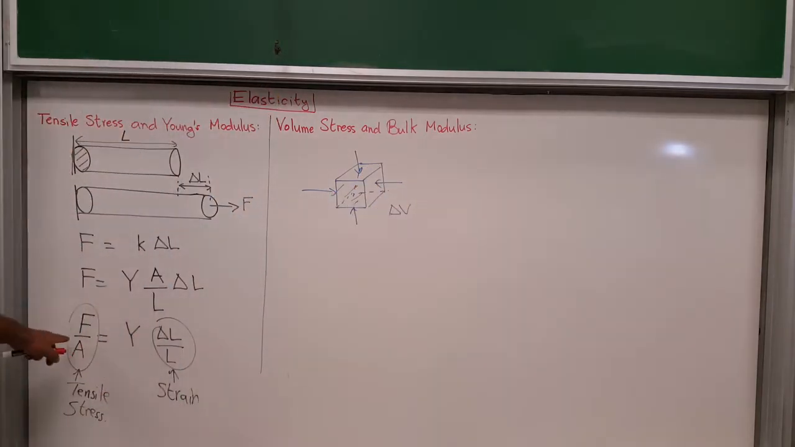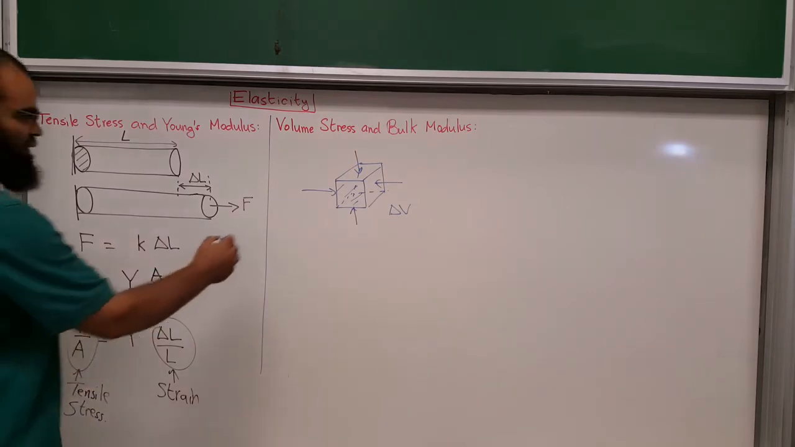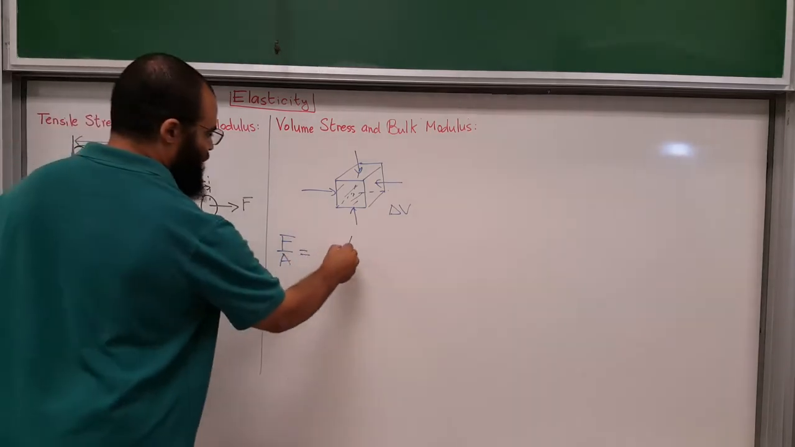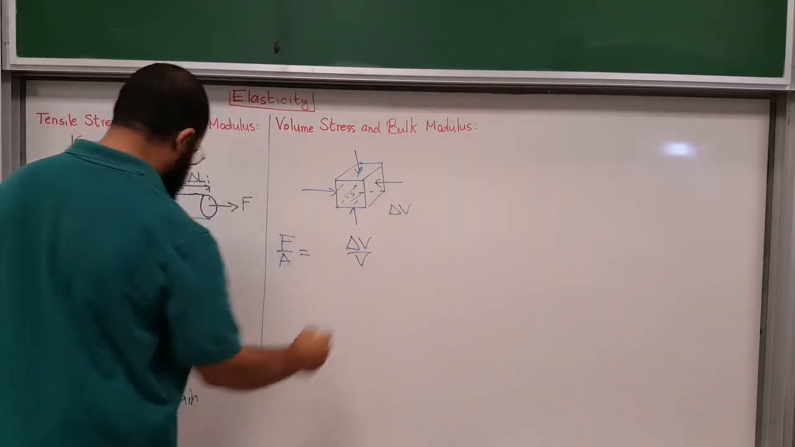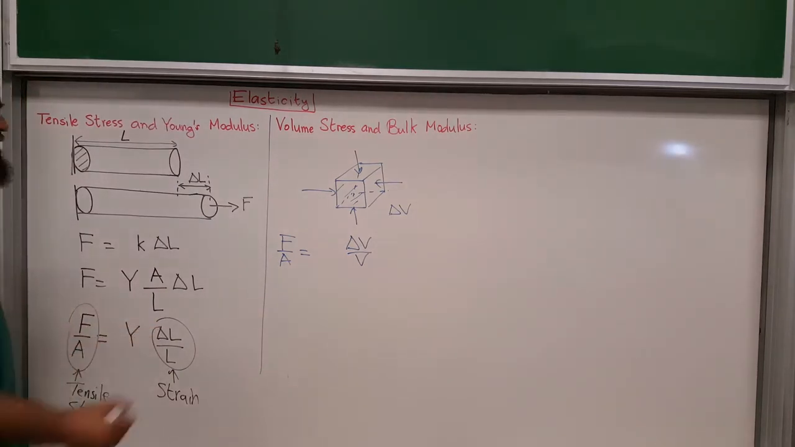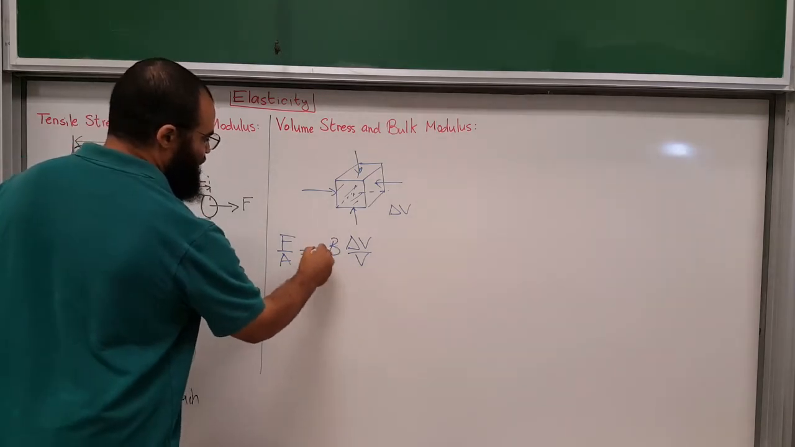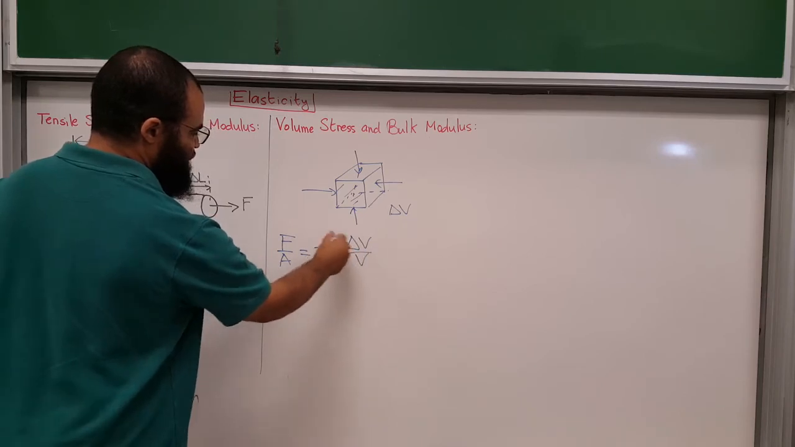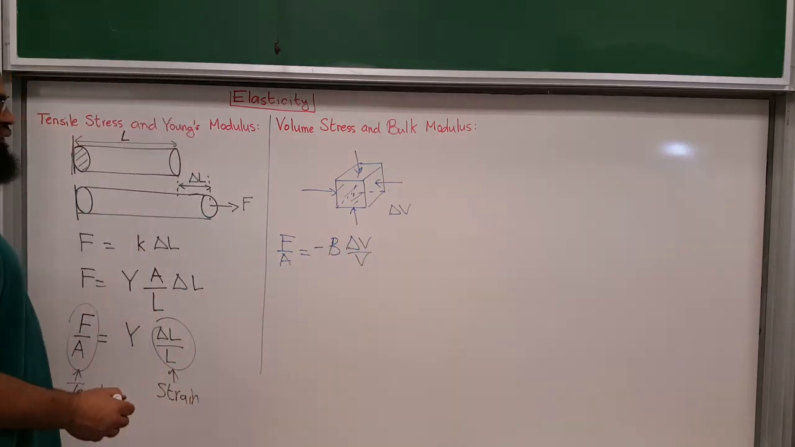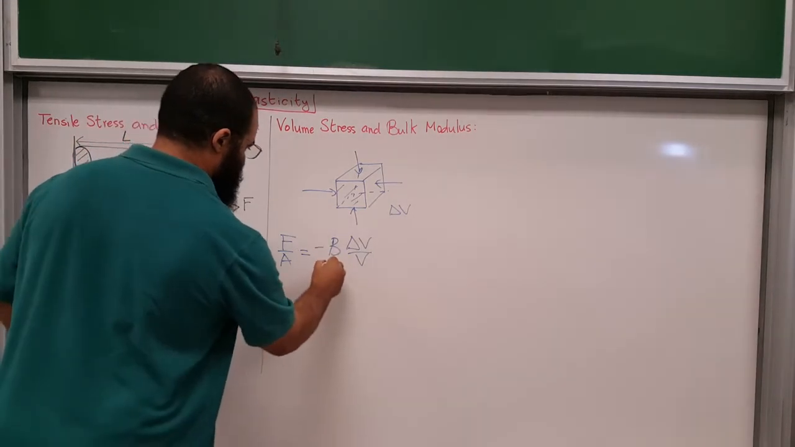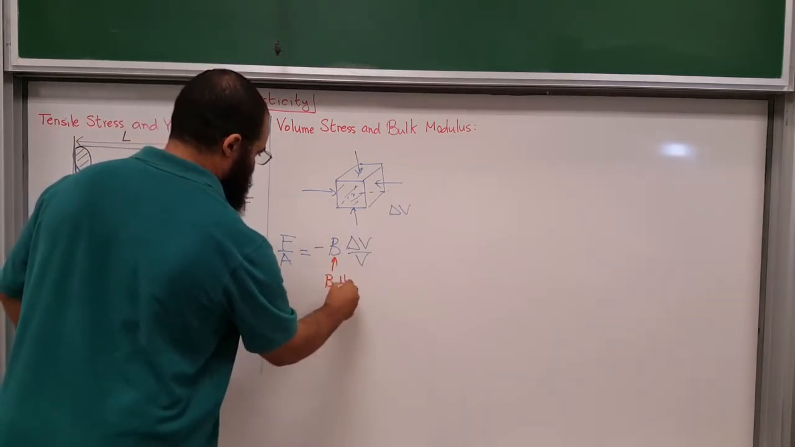Similar to this, we're going to define F over A, force per unit of area, which is the pressure, will equal the change in volume over the original volume. And here, instead of Young's modulus, you have the bulk modulus. You would have a minus sign because the volume will shrink. Delta V will be negative. Just to ensure everything will be positive, we have B here. That is the bulk modulus.